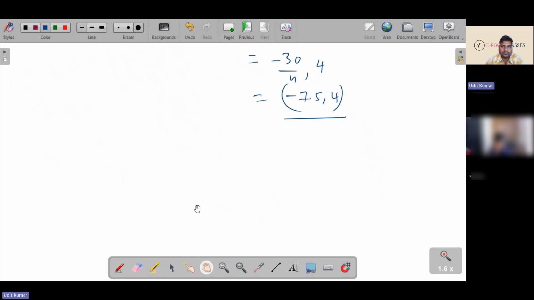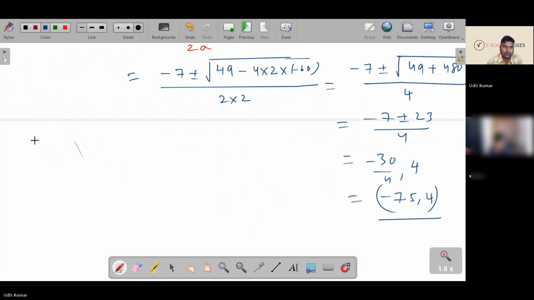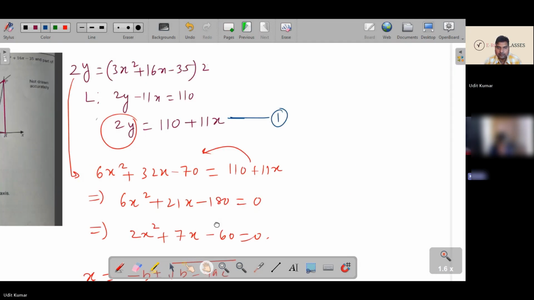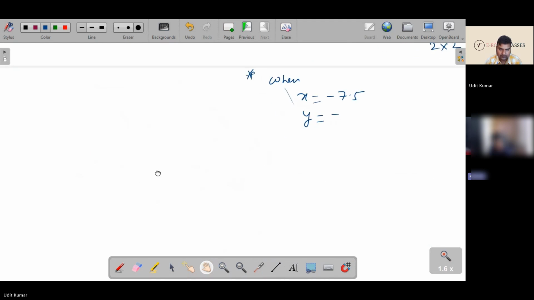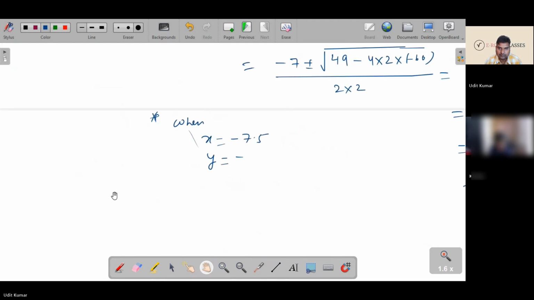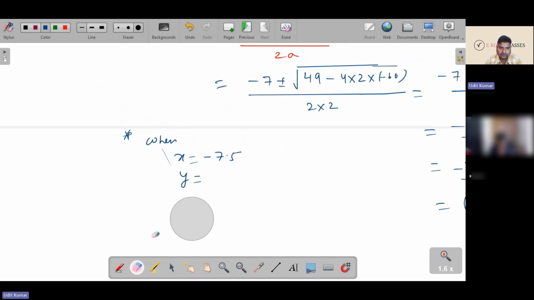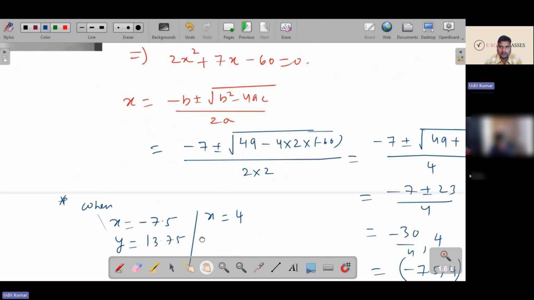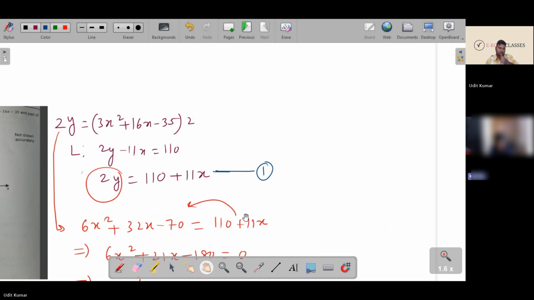So when x equals minus 7.5, then y will be how much? I just got 13.75. Yeah, 13.75. And when x is 4, then what will you get? Will it not be 77?